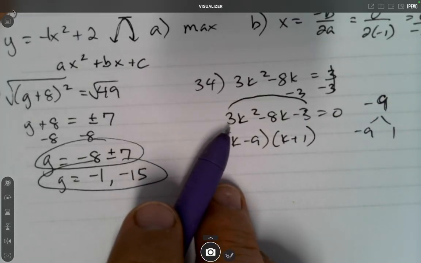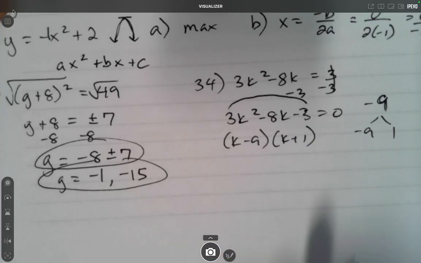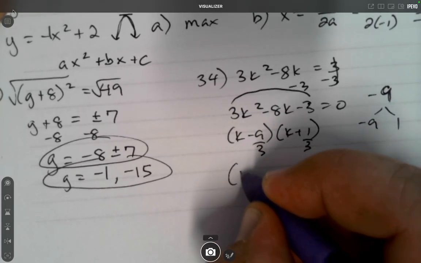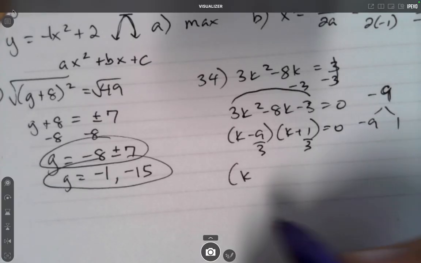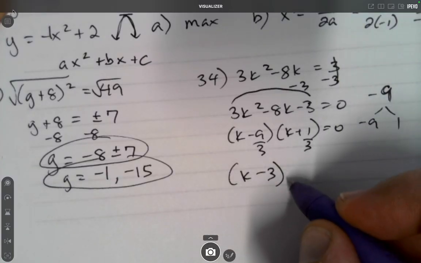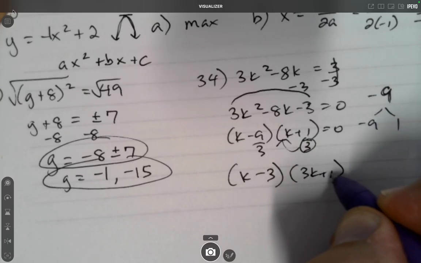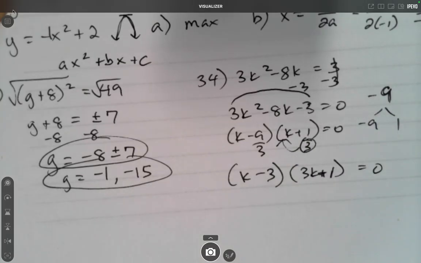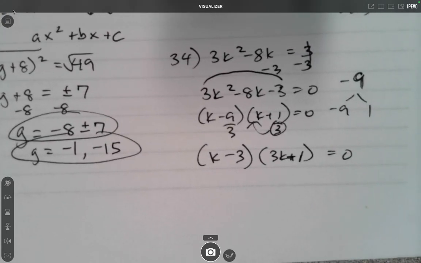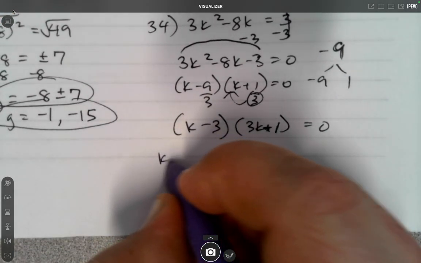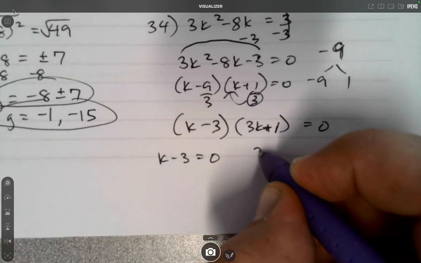But then this 3 in front that we tried to get rid of by combining it with this 3 comes back, seeks to divide and conquer. This reduces to k minus 3. This we have to bring the bottom up, and we get 3k plus 1. So our final step is to then set both of these equal to 0 and solve for k.